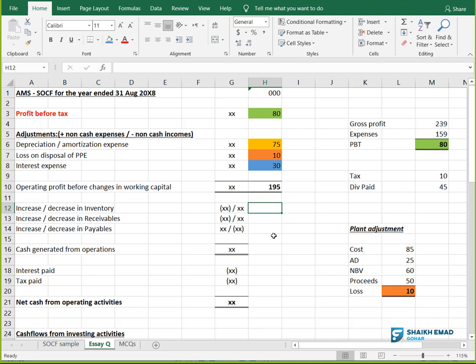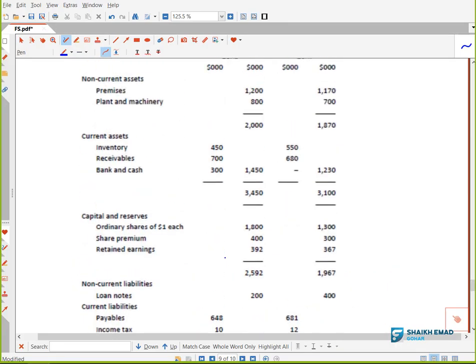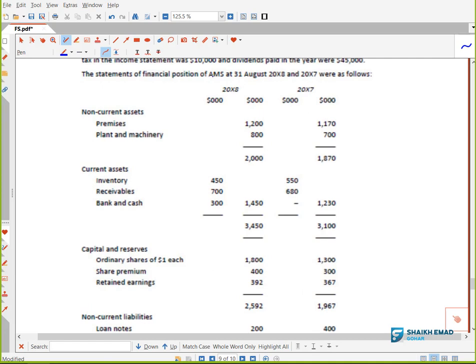Okay. So let's go to the balance sheet and see how much our inventory is. This is 2007, this is 2008. Inventory was 550. Now it is 450. Inventory is going down, right? When inventory goes down, will cash go up or down? I told you, remember that it's opposite for the assets. So if inventory is going down, it means cash is going up.